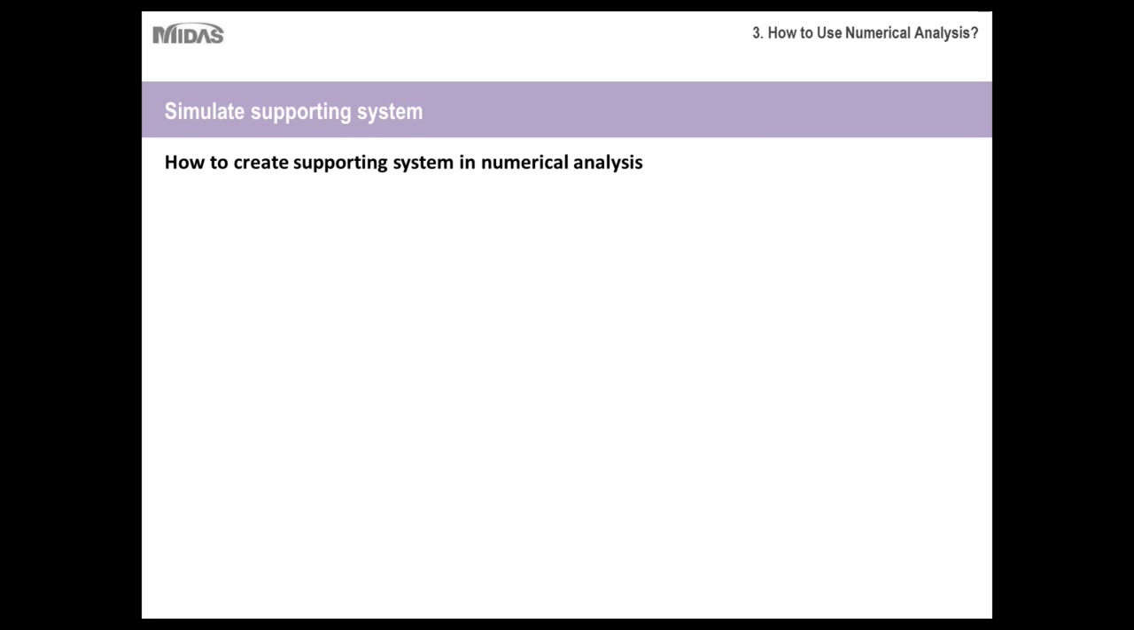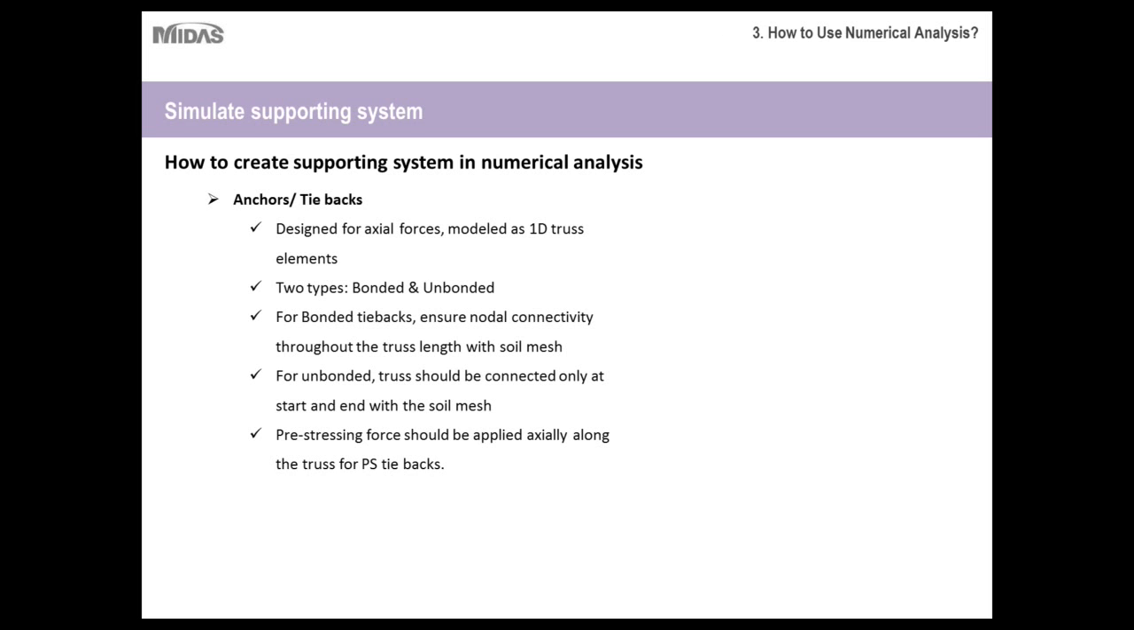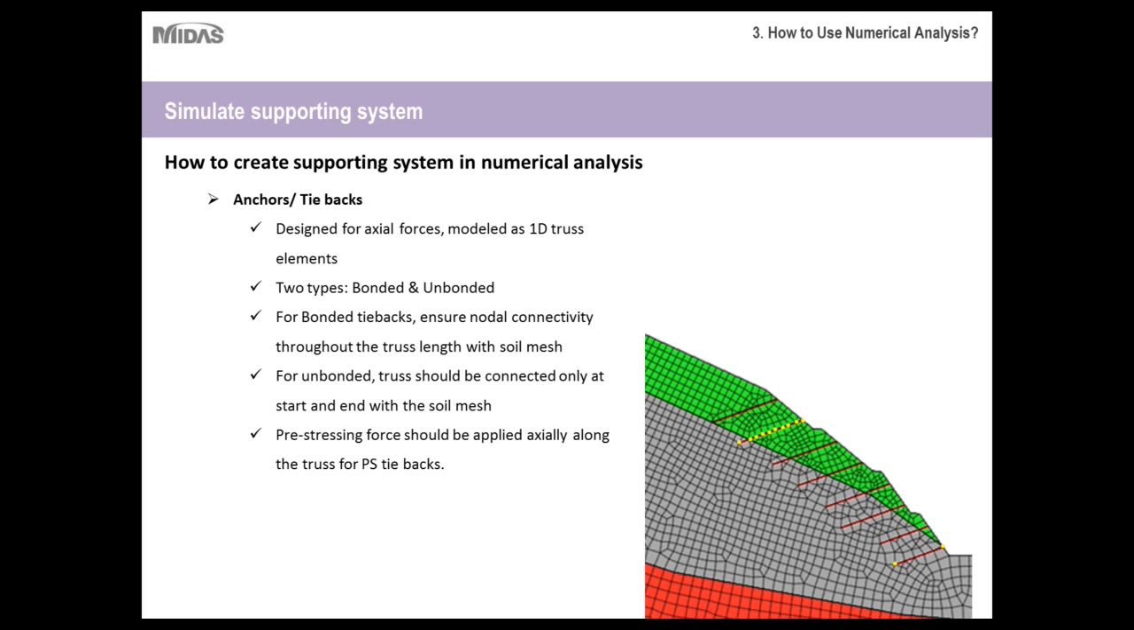Then let's talk about how to put this together and create a numerical model and how to simulate the supporting system. We were talking about how to simulate soil all this time. Now let's move on to the structural component, as in how to simulate the supporting system. So let's start with anchors and tiebacks because they are very popular. Anchors and tiebacks are designed for axial forces, so they must be modeled as 1D truss members. And there are two types of anchors and tiebacks, bonded and unbonded. If you can see this image here, let's say this is the soil strata and you have these red lines that depict your anchors or tiebacks.